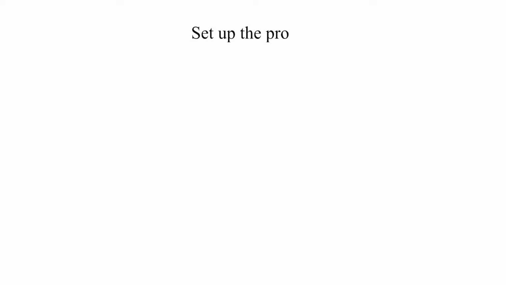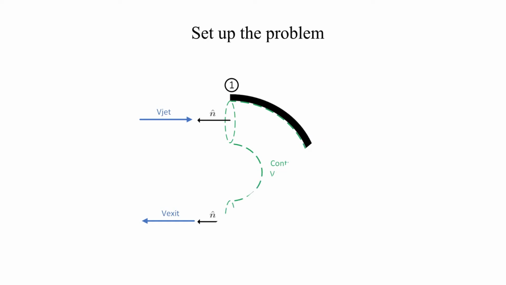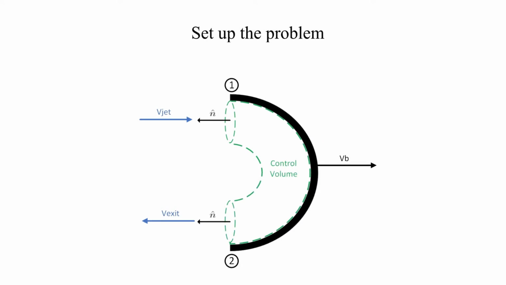Now let's set up to solve the problem. We need to define a control volume. For this analysis, we will define the fluid in contact with the turbine blade as the control volume. We identify that there are two surfaces with flow crossing the boundaries. The inlet is labeled as surface 1, the outlet as surface 2. The outward unit normals are shown for these two surfaces. We also need to define a coordinate system. It is shown here.